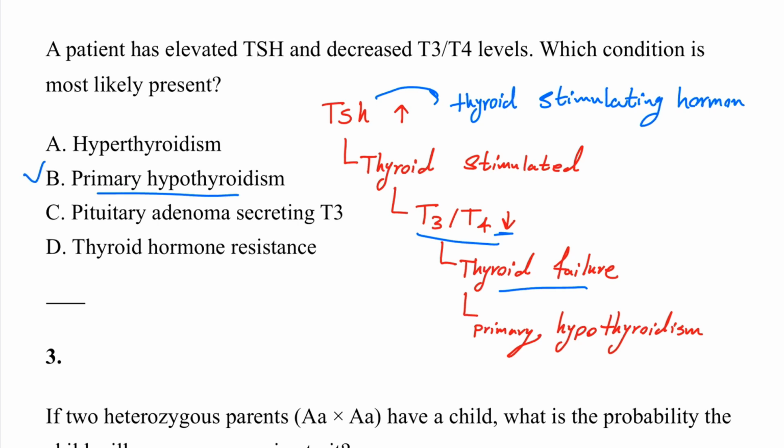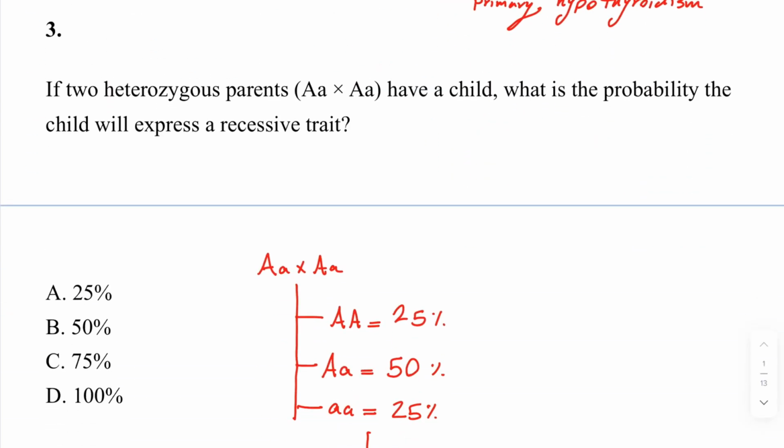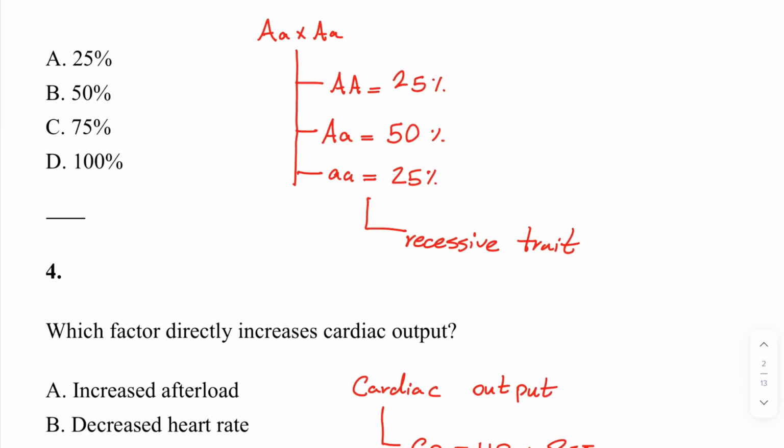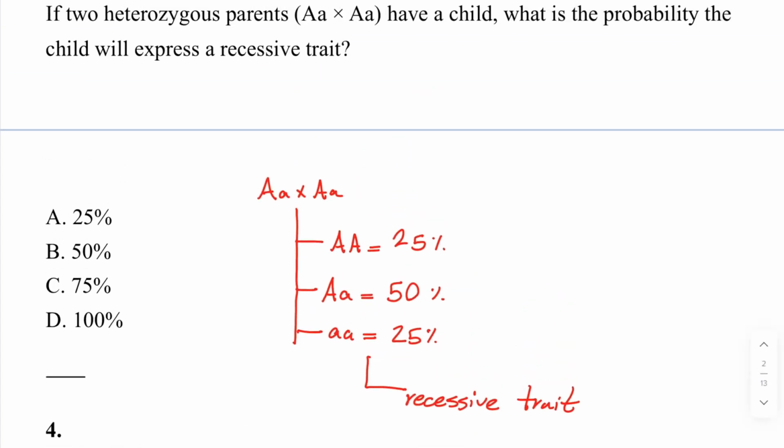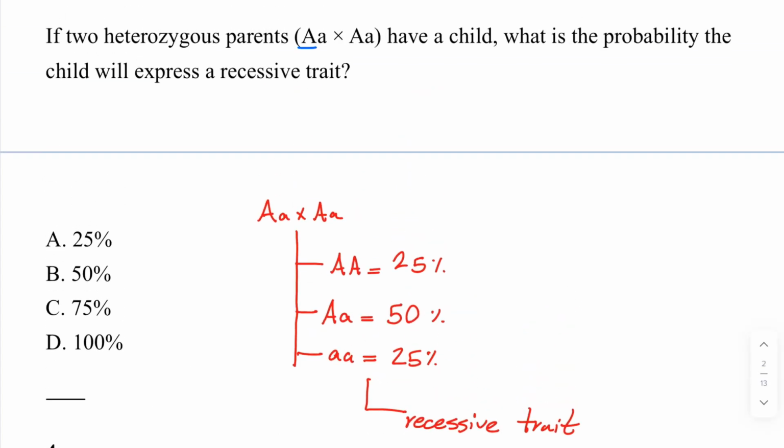Okay? So, number 3. If two heterozygous parents have a child, what is the probability the child will express a recessive trait? A, 25%, B, 50%, C, 75%, and D, 100%. For this question, we need basic Mendelian genetics. Both parents are heterozygous, meaning each carries one dominant allele and one recessive allele. Using a Punnett square, we can calculate the possible outcomes.